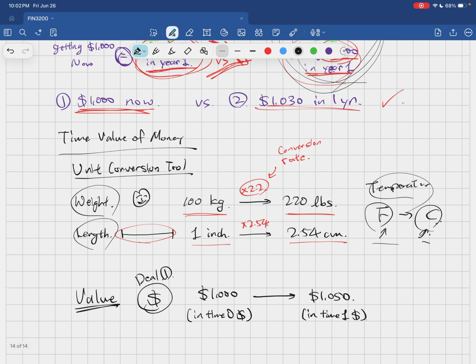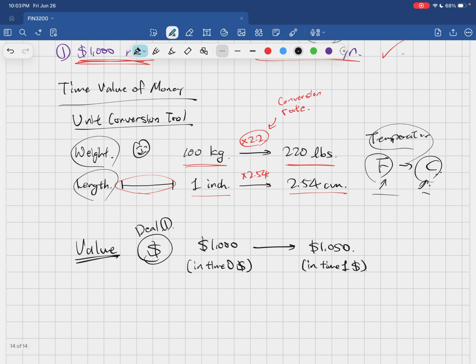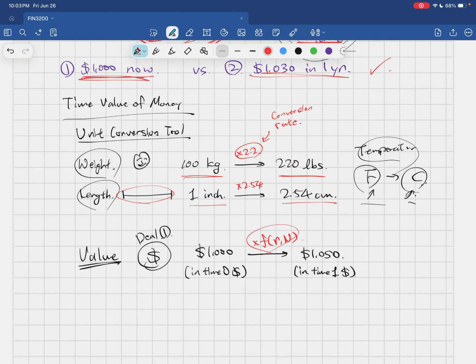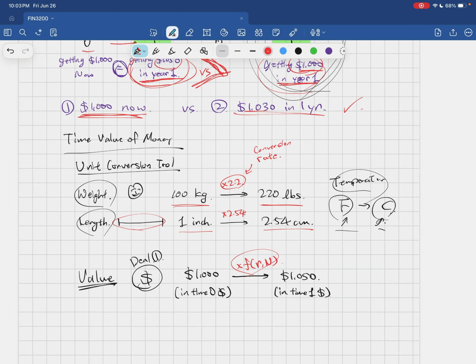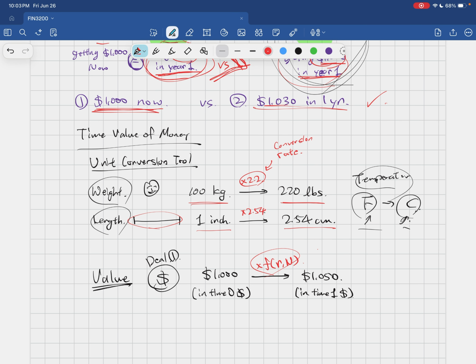So we're making the unit conversion, but this conversion factor depends on the R. So it's a function of R and N, the discount rate. You don't have to know this notation, but the factor depends on the R and the N. Remember we did 1.05 to the first power? So this was R and this was N. That's all we're doing.